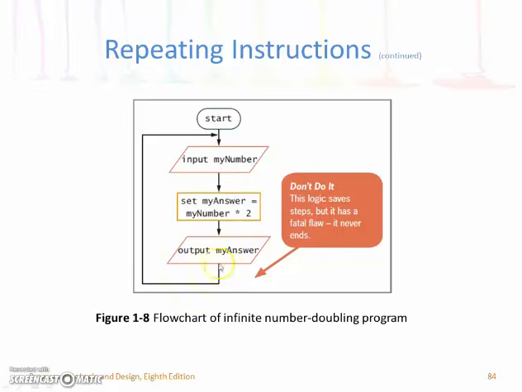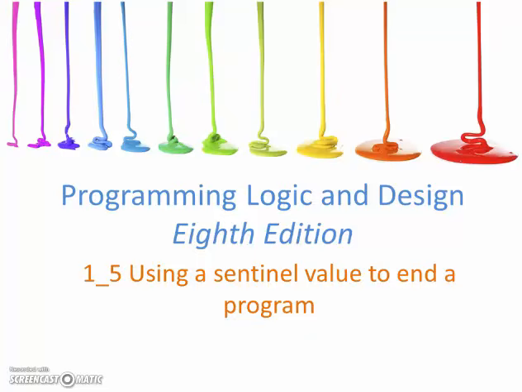If you have a look at the flow line, at my answer we go up, go back to that flow line just before the input my number, and then we start that process again. We loop it again, process. Now, this is also a flaw, because it's going to keep going over and over without ending. Now, how are you going to make this end? Which brings me to your next video, which is using a sentinel value to end a program.